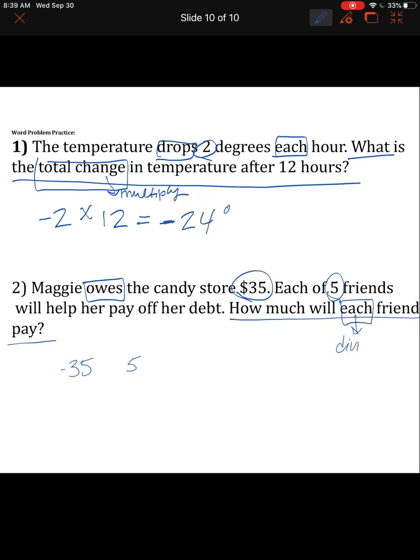She has 5 friends. Each is telling us we need to divide because we need to figure out how much one friend is paying. So we got negative 35 divided by 5, so that gives us 7. Negative divided by a positive is going to give us a negative 7. So that negative sign in this case represents that they are paying somebody, they owe somebody $7.